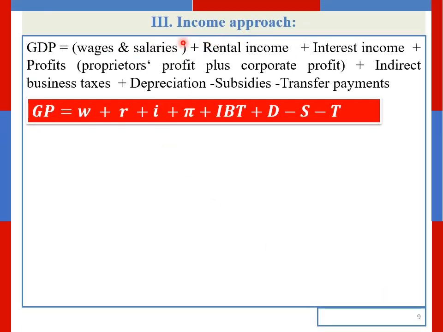The third measure is for the gross national product. Here we have the income approach. The GDP is equal to wage or salary plus the rental income plus interest plus profit plus direct business tax plus depreciation minus subsidies minus tax. This is the formula for what? The calculation of the GDP in the income approach.